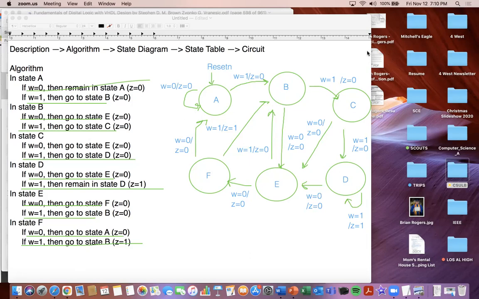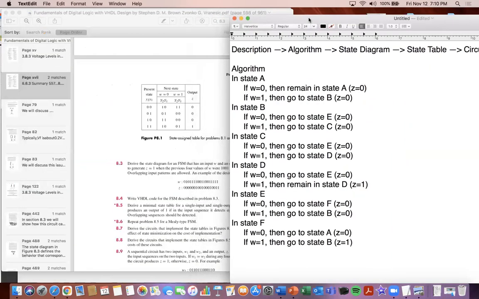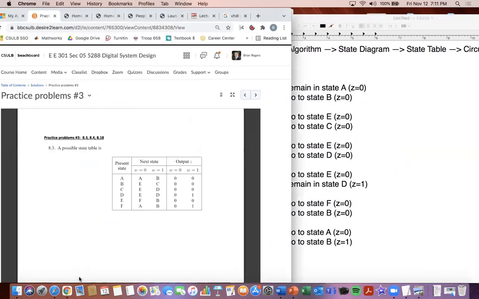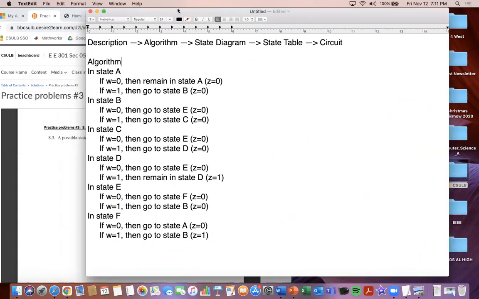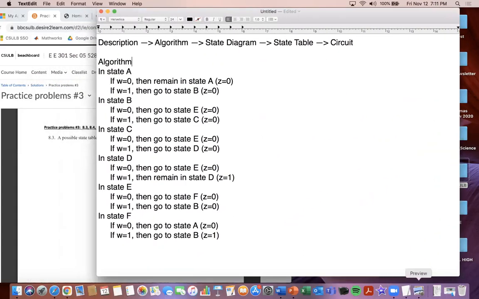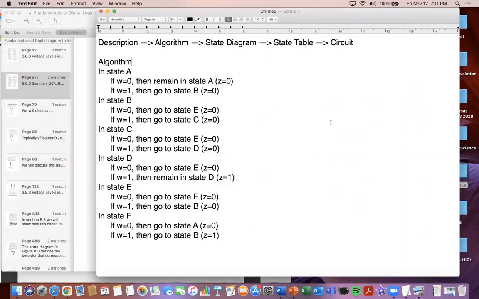So that problem was a little strange for sure, but we'll go to the next one. The next two aren't bad at all. That one was just weird. Okay, so he assigned for the next one, 8.4. Write VHDL code for the finite state machine in problem 8.3.